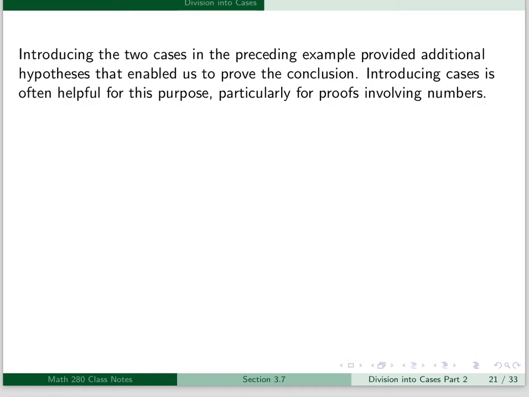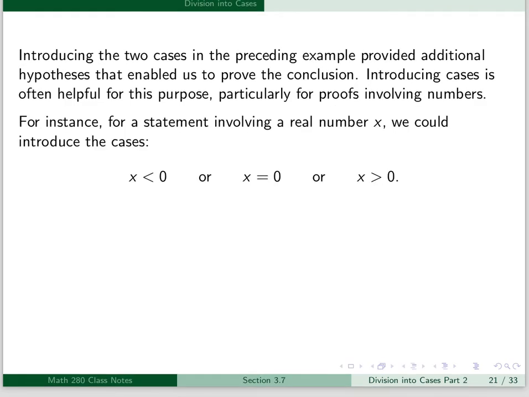Now, introducing the two cases in the preceding example provided additional hypotheses that enabled us to prove the conclusion. Introducing cases is often helpful for this purpose, particularly for proofs involving numbers. For instance, for a statement involving a real number x, we could introduce the cases x is less than 0, or x is equal to 0, or x is greater than 0.